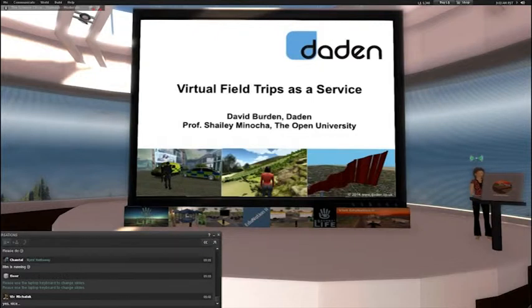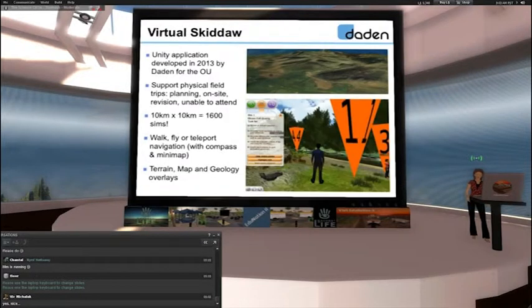It supports many of the things that we do on a physical field trip, and there are many things that are not possible to do in a real field trip that are also supported by this virtual field trip. We brought in an area of 10 kilometers by 10 kilometers, and it is a multi-avatar, multi-user environment. People can walk, fly, and teleport. There is also a compass provided, and there are maps, which are the terrain maps, the geology maps, and the ordnance survey maps, which get draped onto the mountains. There are six such sites, and students perform different activities on different sites.